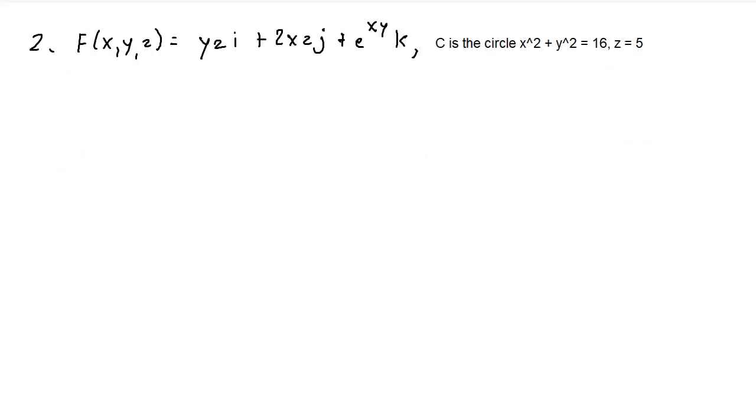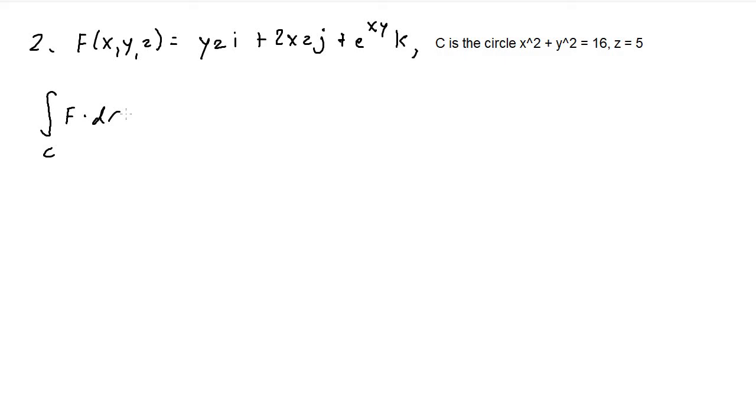So now for number 2, we have F of x, y, z equals y times z times i plus 2xz times j plus e to the xy times k. And it's giving us that C is going to be the circle x squared plus y squared equals 16, with z being equal to 5. Now similar to the previous problem, we're still going to be evaluating the line integral along C, of the dot product of F and dr.